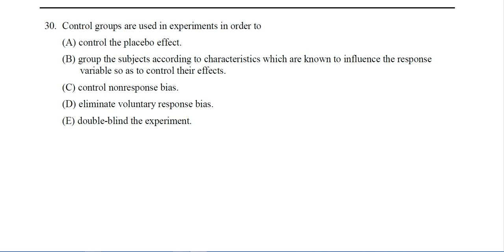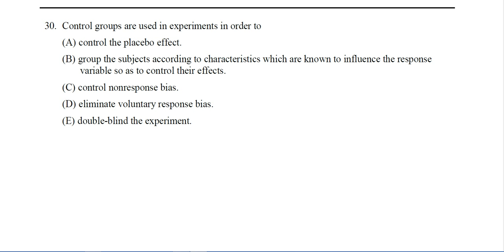All right, so question 30 here is about control groups. It says control groups are used in experiments in order to, and then we've got 5 choices. Okay. So let's just talk about the basic design of an experiment.